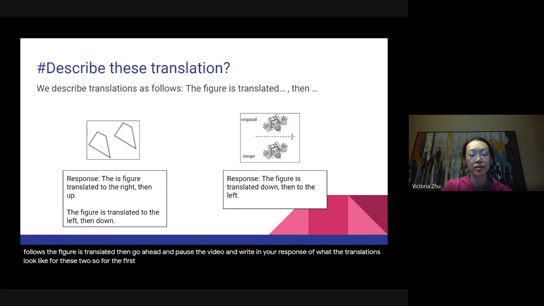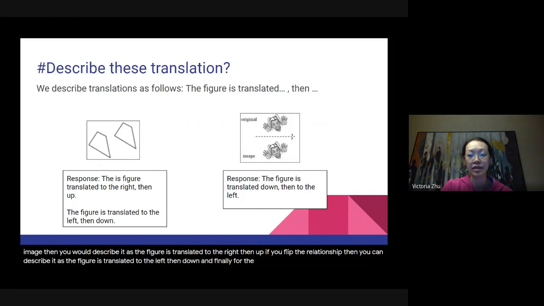So for the first one, you can have two possible responses. Since there's no original and image designated, you can choose either one as the original and likewise the image. So if you chose the left one as the original, then you would describe it as the figure is translated to the right, then up. If you flip the relationship, then you can describe it as the figure is translated to the left, then down.